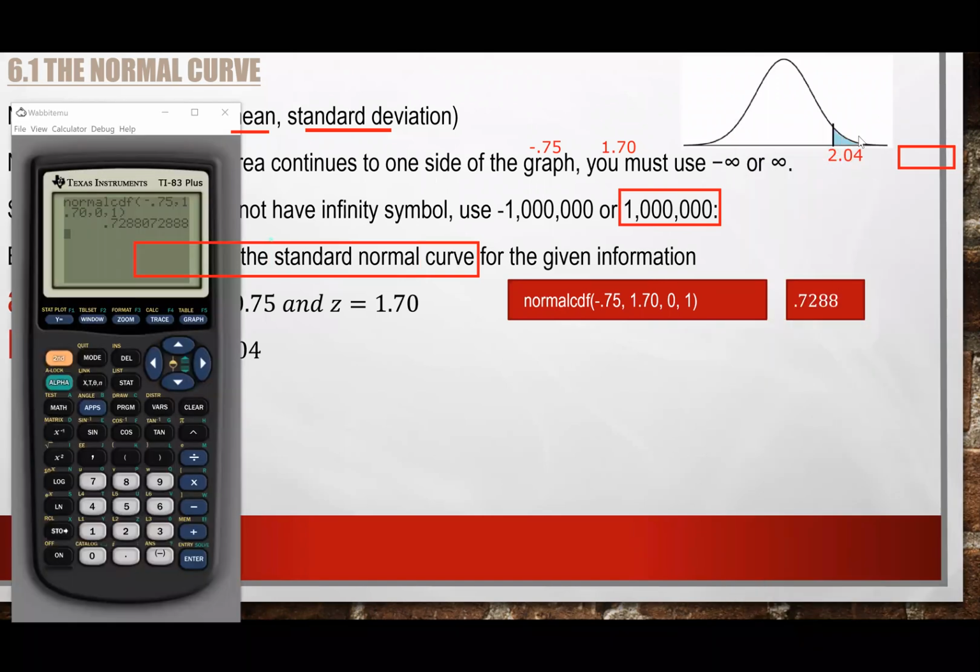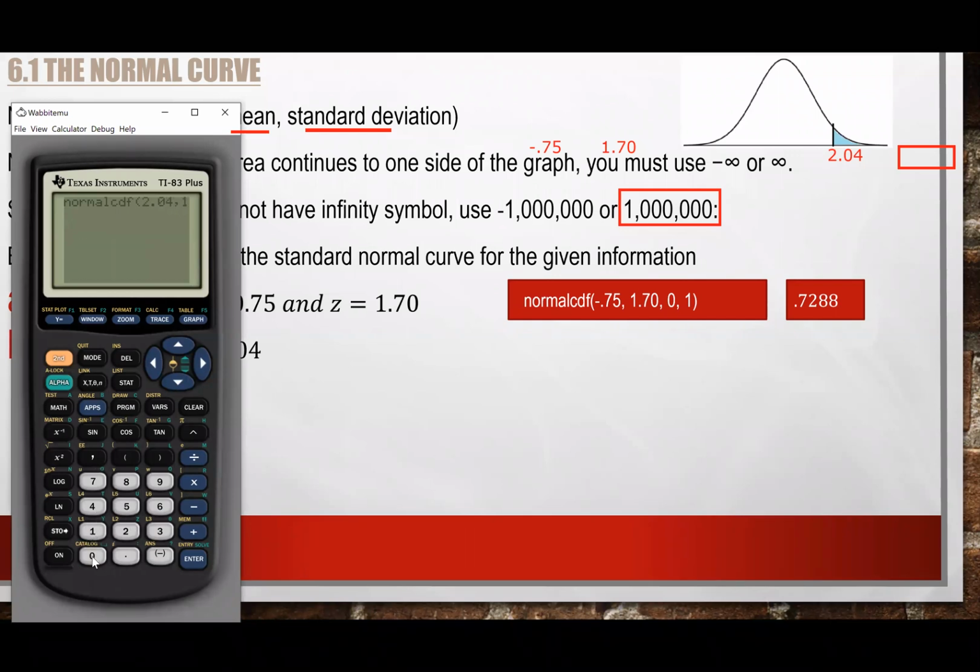So looking at this, to find the area to the right of 2.04, all I need to do is hit second, let me clear this so you know, second var, go down to normal CDF. And then again, what would be my lower limit? My lower limit, the first number I see, is 2.04. And then my comma, what is my upper limit?